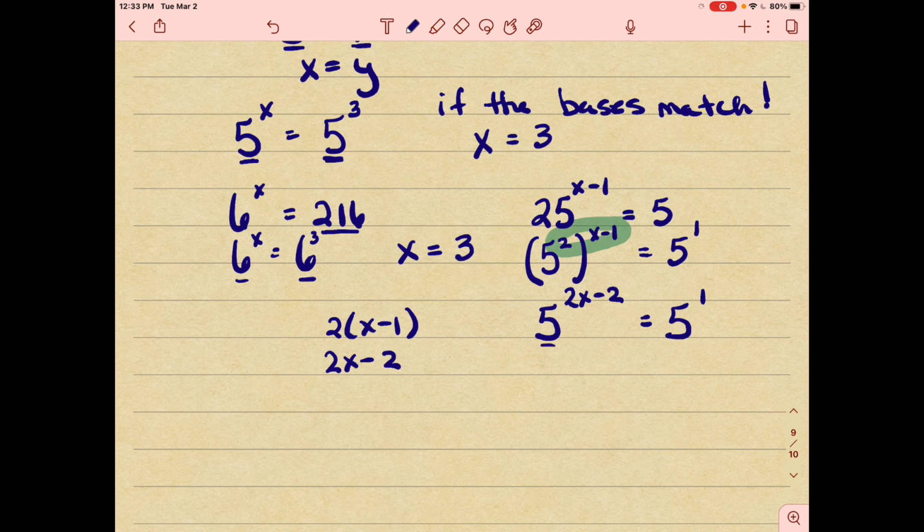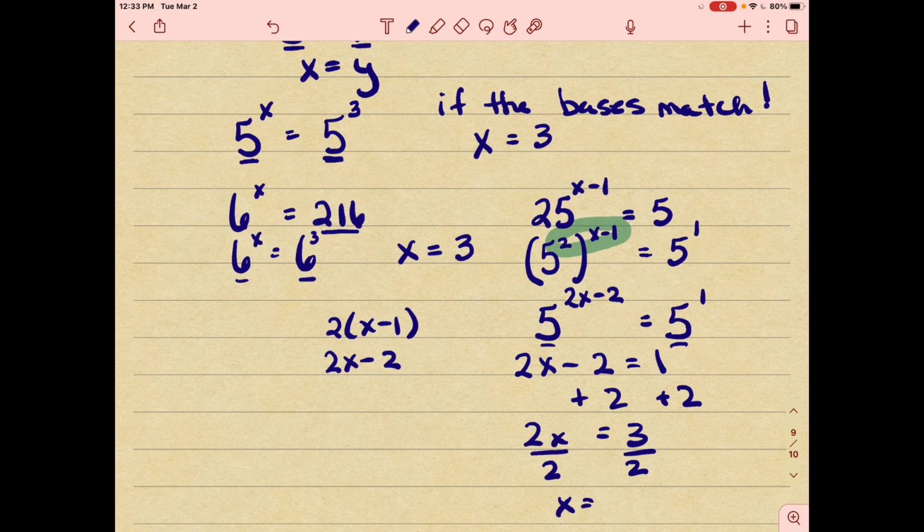Cool. Bases are the same. Let's skip to the tops. 2x minus 2 equals 1. Well, that's not so bad. Plus 2, so I get 2x equals 3, and then I'm going to divide by 2, and I get x equals 3/2. So I could have had 25 to the x minus 1, or 25 to the 3/2 minus 1 equals 5.